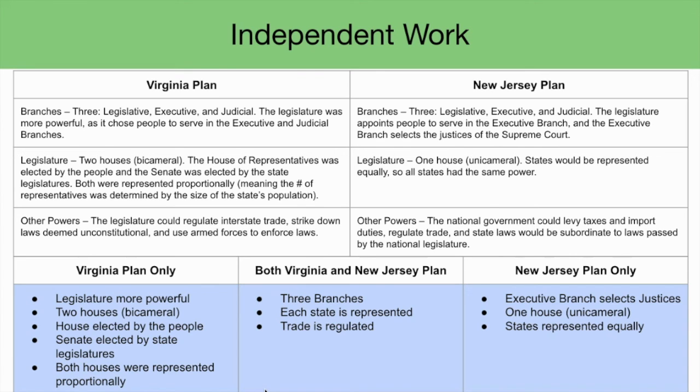As you can see here, I have completed my compare and contrast graphic organizer looking at the Virginia plan and the New Jersey plan. Stay tuned for part 2 of this video series where we look at the 1790 census data as well as the Great Compromise.